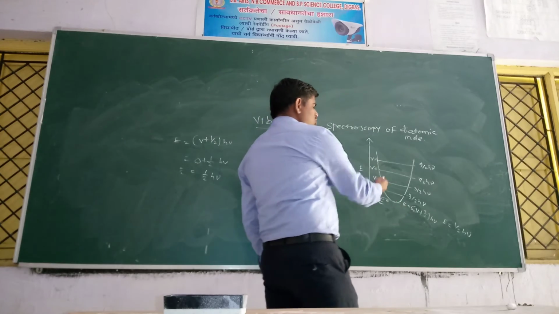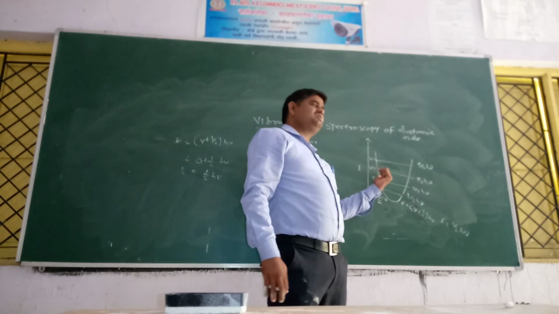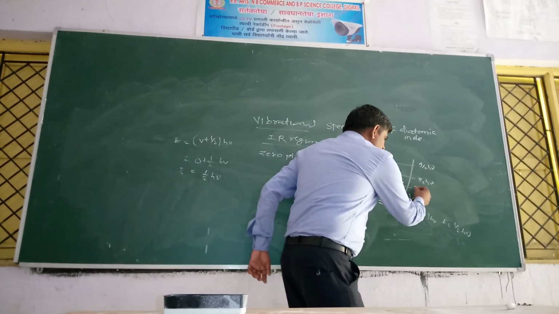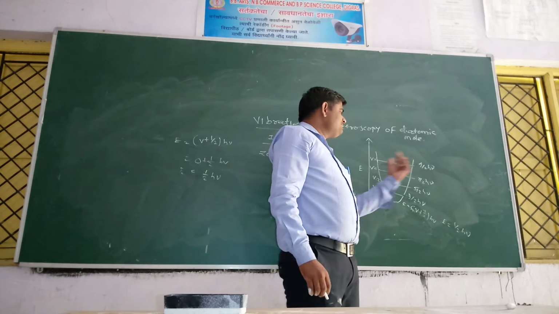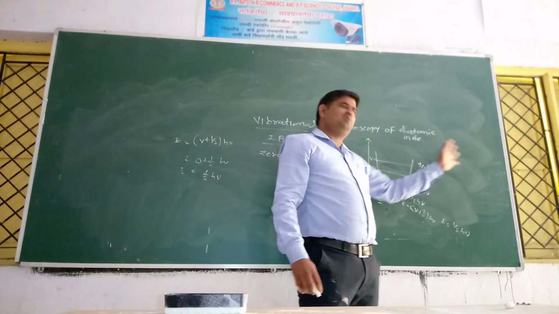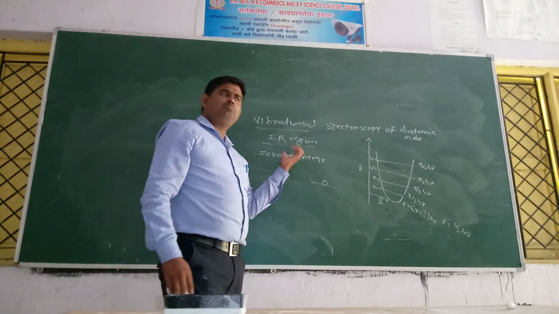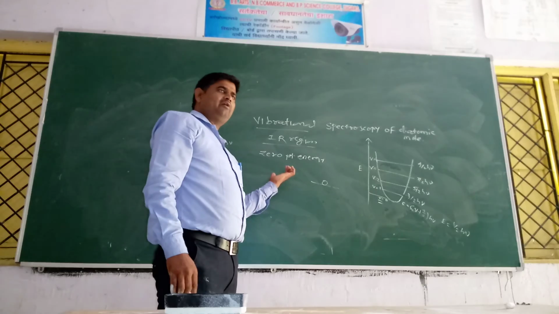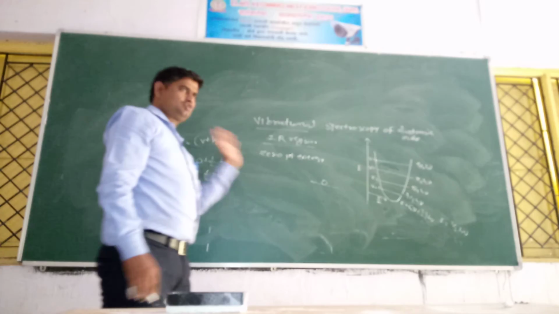Then vibrational quantum number value is 1, then vibrational energy is 3 by 2 h nu. If vibrational quantum number value is 2, then we get energy value 5 by 2 h nu. If value 3, then 7 by 2 h nu. Value 4, then we get 9 by 2 h nu energy. Zero point energy means if molecule is present at rest position, vibrational quantum number 0, then we get some value. That value, half h nu, is called zero point energy.